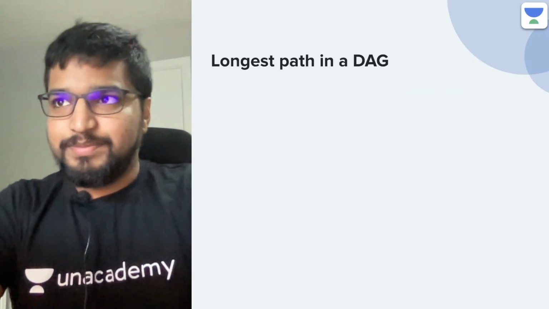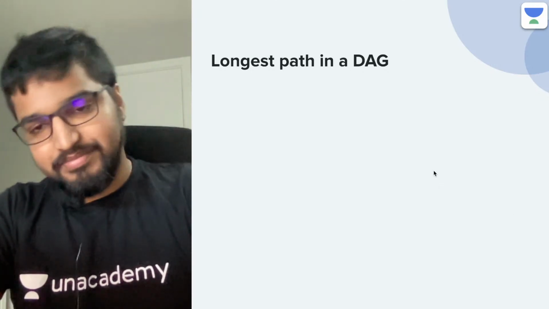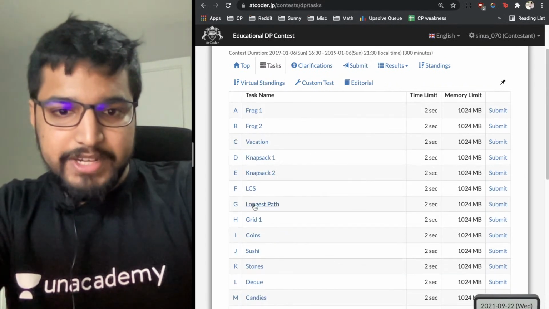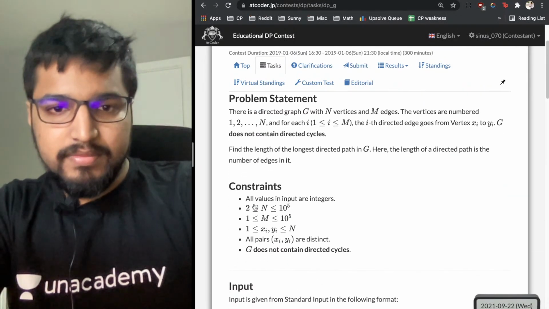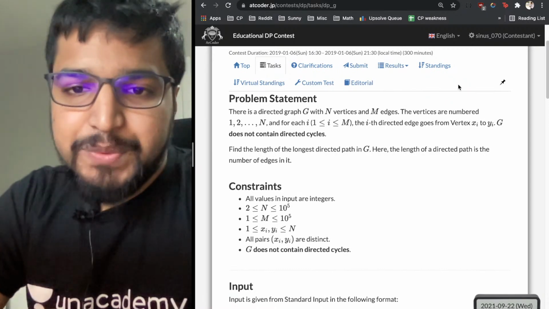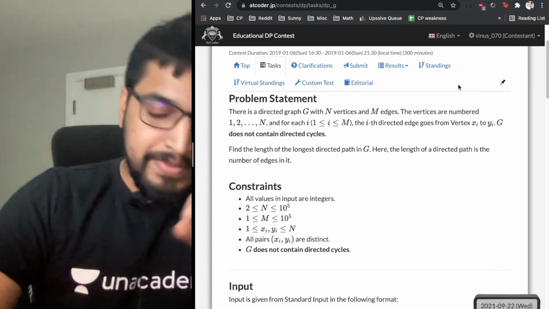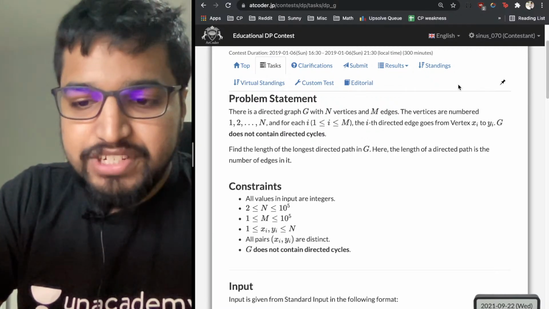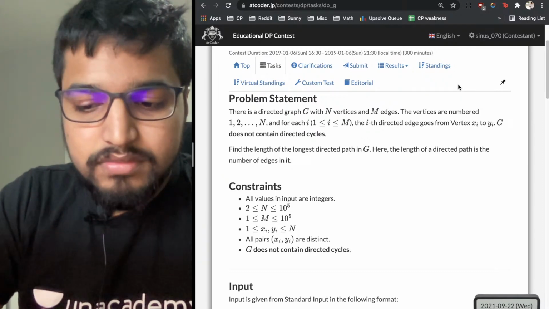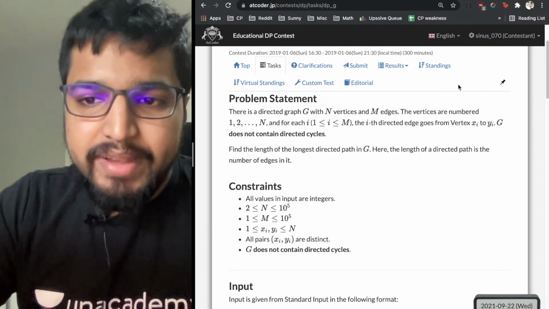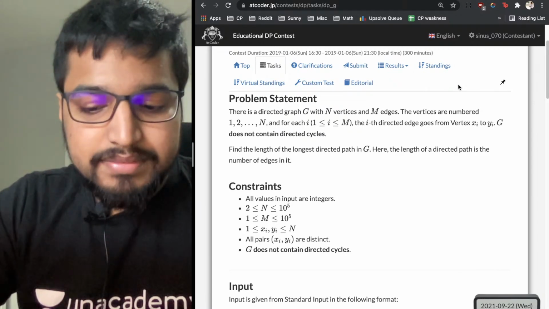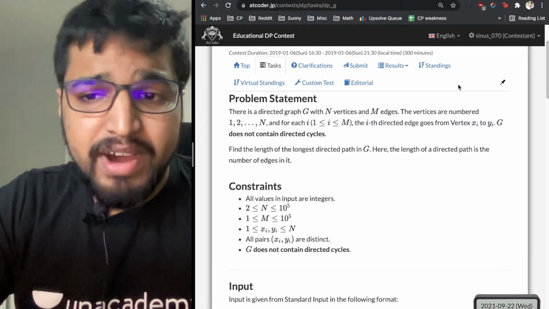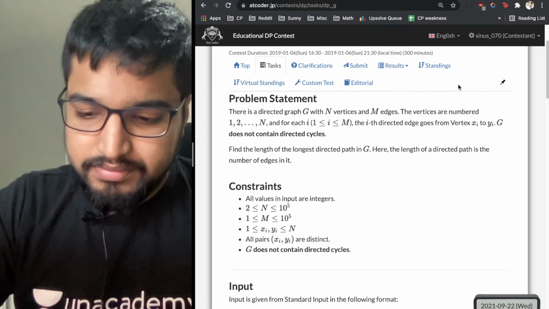Longest path in a DAG. What's the question here? There is a directed graph G with n vertices and m edges. The vertices are numbered 1 to n, and for each i, the ith directed edge goes from vertex xi to yi. G does not contain any directed cycles. Find the length of the longest directed path in G. Here the length of a directed path is the number of edges in it.